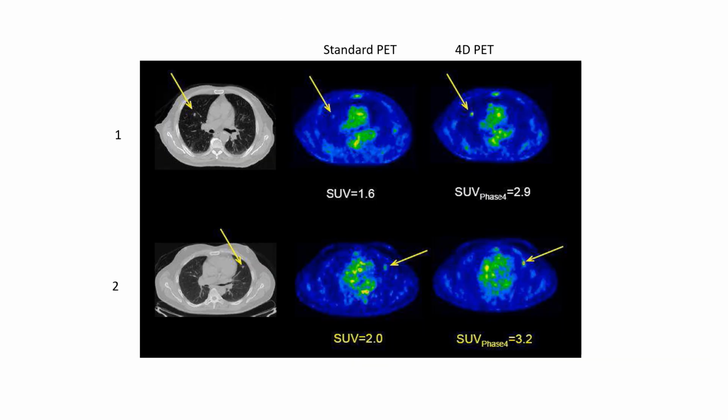These are two other examples for quantification of SUV in very small nodules. The first patient has a very small nodule in the right lung, and in standard PET the SUV of the nodule is 1.6, while in 4D PET it becomes 2.9. The second patient also has a small nodule in the left lung, and the value of SUV in standard acquisition is 2.0, while in 4D acquisition it is 3.2.